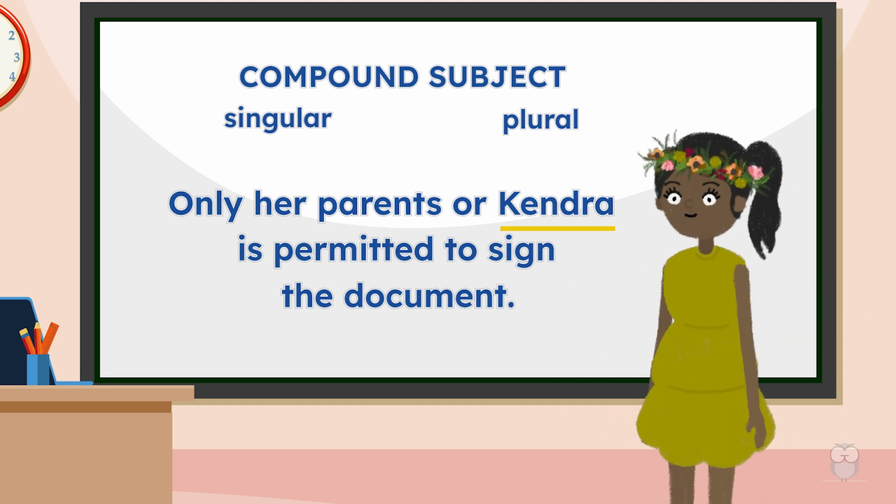The answer is that you use the subject closest to the verb to determine whether your verb should be singular or plural. So let's use the subject closest to the verb. In this case, the subject closest to the verb is Kendra, a singular subject. So we use the verb phrase is permitted, which is singular. If parents had been closest, we would have said are permitted to sign the document.